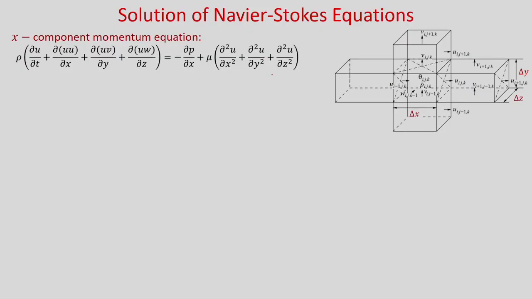Now, let us consider the x momentum equation and discretize it term by term using the finite difference method. This is the x component momentum equation. First, let us discretize the temporal term. We will use forward time, central space, and you know that it is an explicit method.